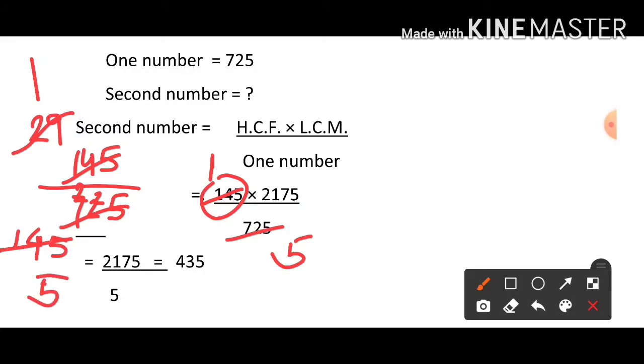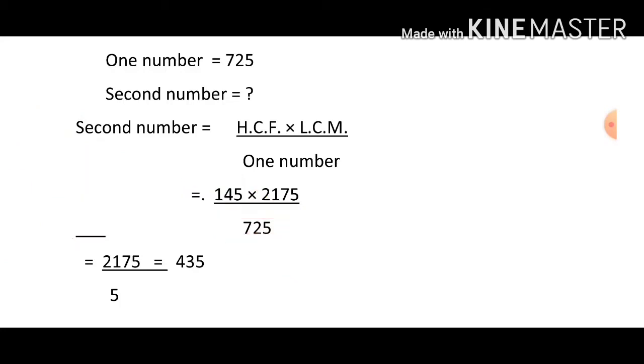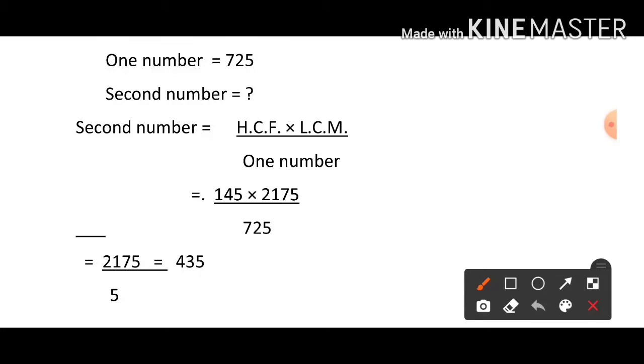Here you can directly cancel also. So if you want to solve it without multiplying, first you can reduce the numbers to lowest terms. So 145 ones are 145 and 145 fives are 725. Now you can see the remaining numbers are 2175 upon 5.